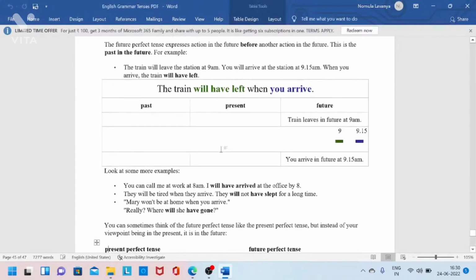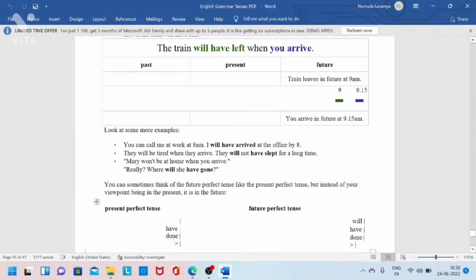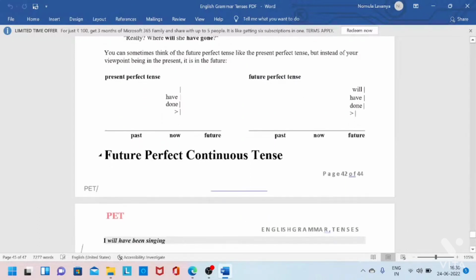So these are a few examples we have. And you can sometimes think of the future perfect tense like the present perfect tense, but instead of your viewpoint being in the present, it is in the future. In the present perfect tense we use have plus done. In the future tense we'll be using will have done. So this is a very quick difference: past, now and future.